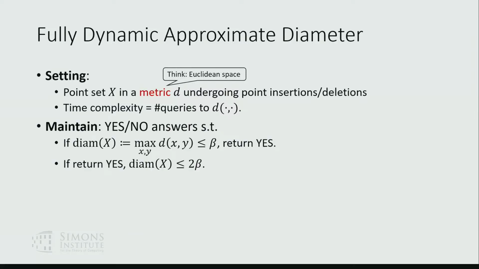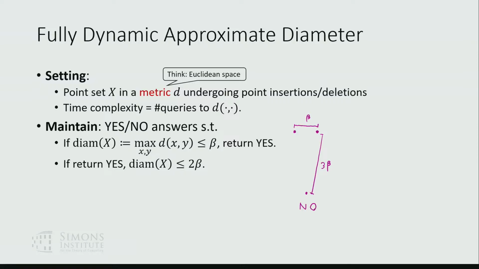What we want to do is a kind of decision version of approximate diameter. So we want to return a yes, no answer. If the diameter of X, which is defined to be the maximum distance between any pair of points, is less than some threshold beta, then you say yes. And if you return yes, the diameter should be less than 2 beta. In other words, if the diameter is more than 2 beta, you should say no.